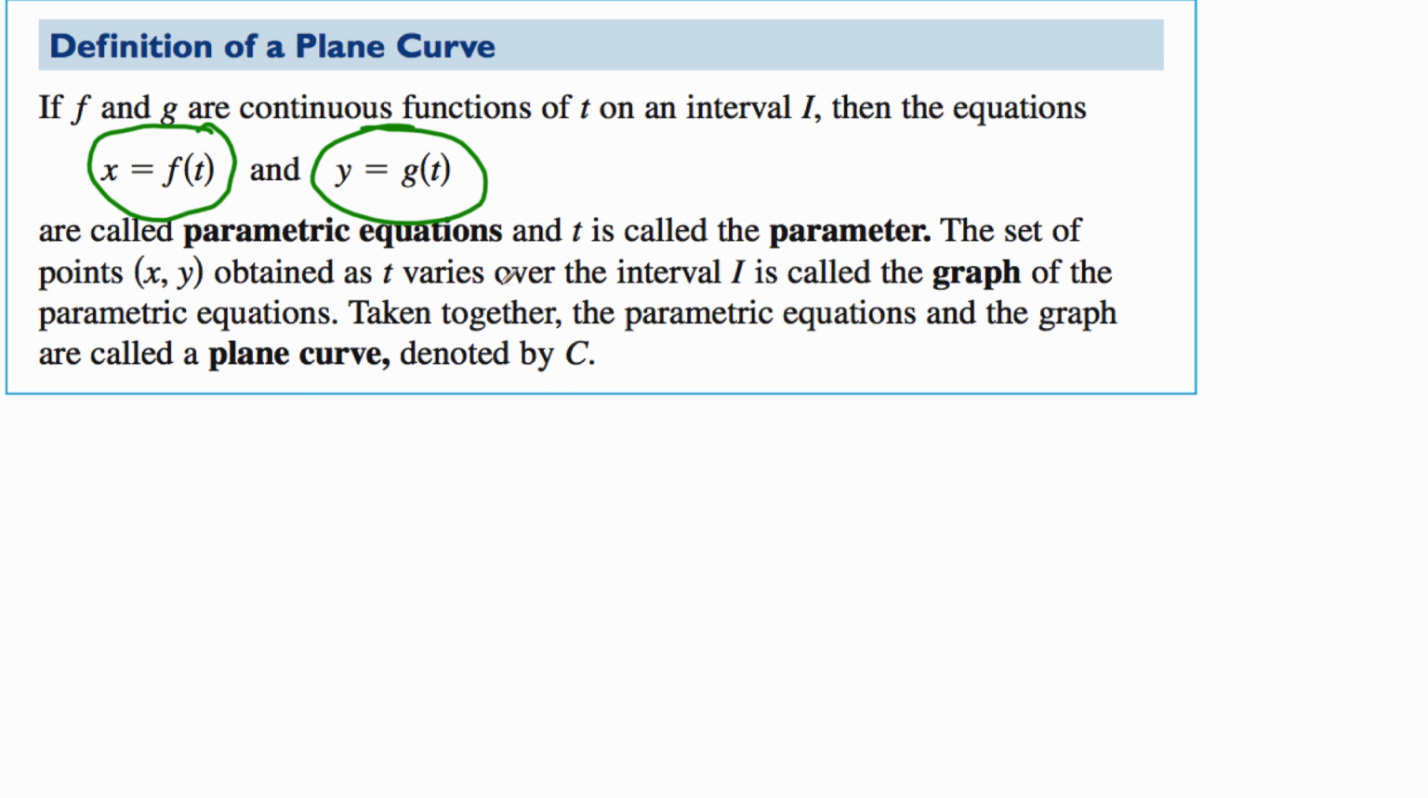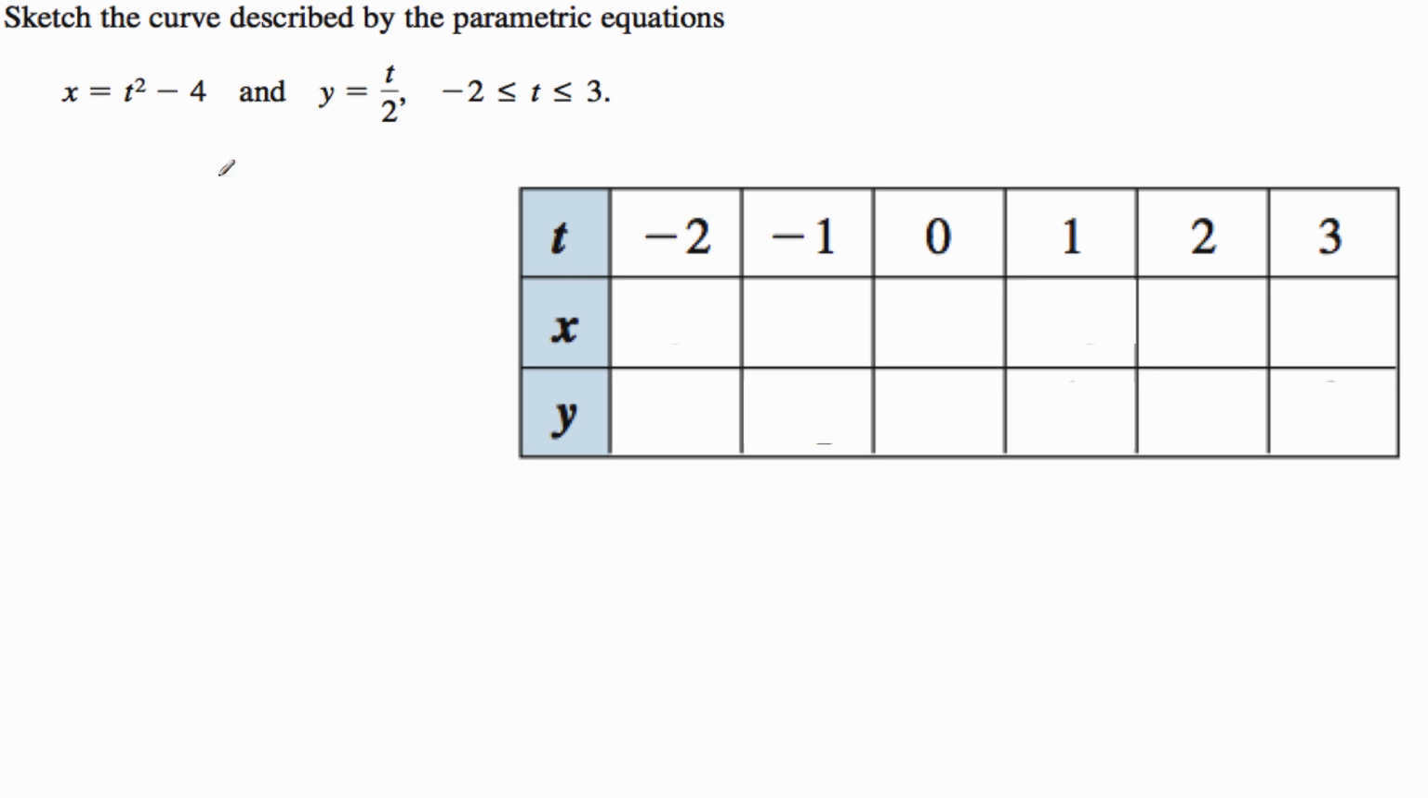Now, in order to graph these, I find the x value and the y value at a collection of t's, and I plot those. Let's look at this. Suppose I have a parametric equation, x is t squared minus 4 and y is t over 2, and I'm going to define it between -2 and 3. How do I graph this? Well, in order to graph it, I need to make some sort of table, like I've created here. So the first thing I'm going to do is just do all of my x values.